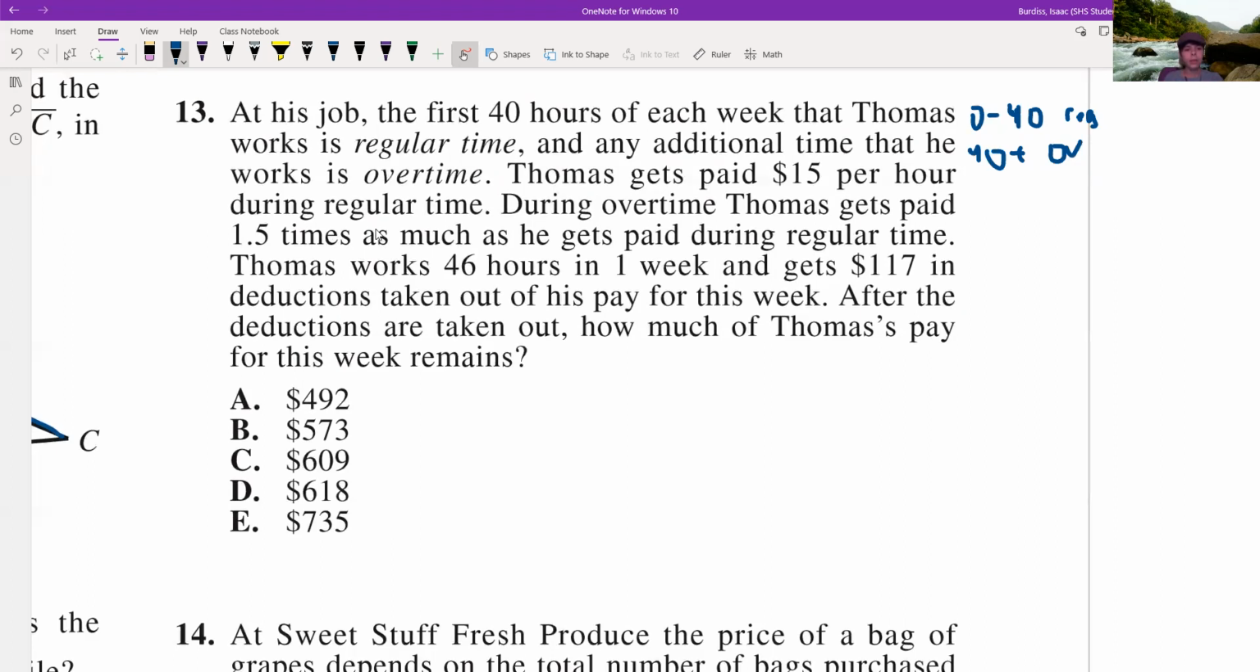Thomas gets paid $15 per hour for regular. So he gets $15 an hour for the regular. And he gets paid 1.5 times as much. Oh yeah, why don't you just tell us the exact amount? Because the ACT is stupid. So multiply 15 by 1.5 to see what stupid thing it is. What is it? $22.50. So he gets paid $22.50 for overtime.